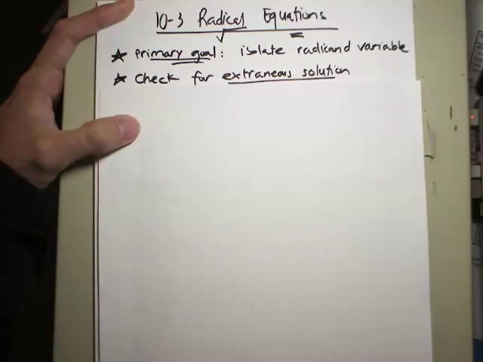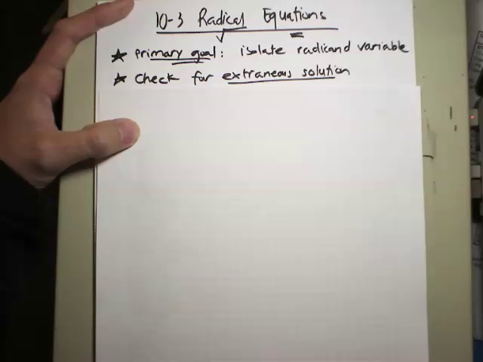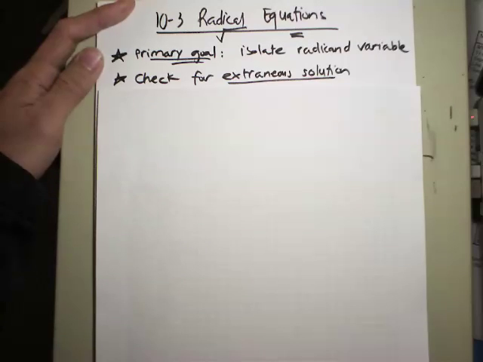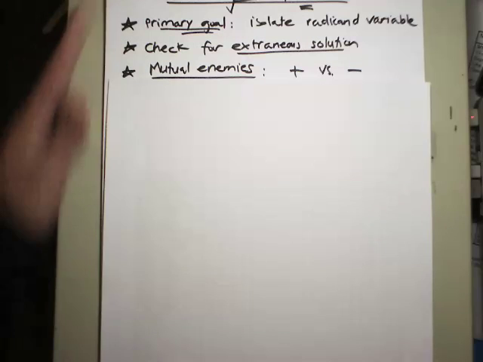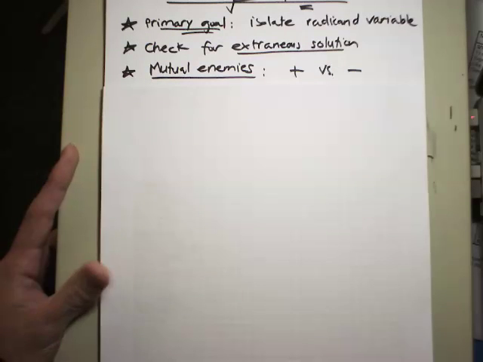Of course, just like always, you want to check for your solutions carefully. Make sure that everything works just right. Otherwise, whatever you got back might be what we call an extraneous solution, because when you plug it back in, it simply doesn't work. And last but not least, I want you to understand about the mutual enemies here.